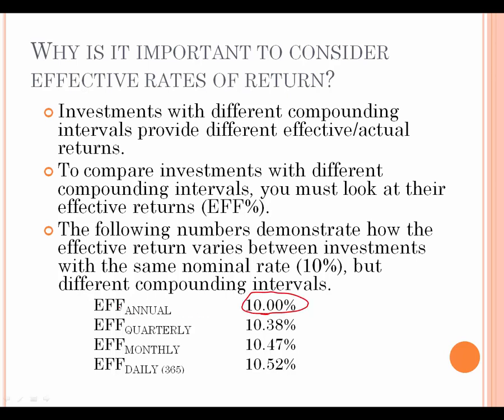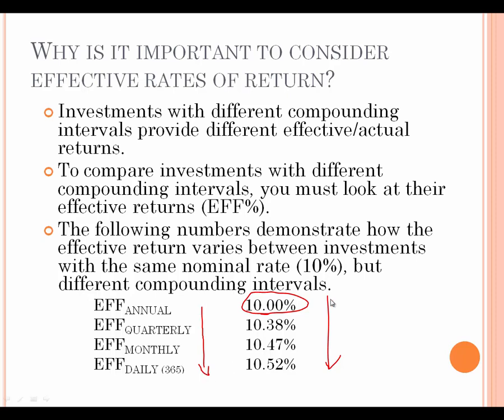But if we get to do quarterly compounding, then the effective rate is 10.38%, which is higher than 10%. If we get to do monthly compounding based on the same 10% nominal rate, the effective rate will be 10.47%. And if we get to do daily compounding, the effective rate will be 10.52%. So the higher frequency you have, or say the more frequent compounding you get to have, the higher effective rate you are realizing.